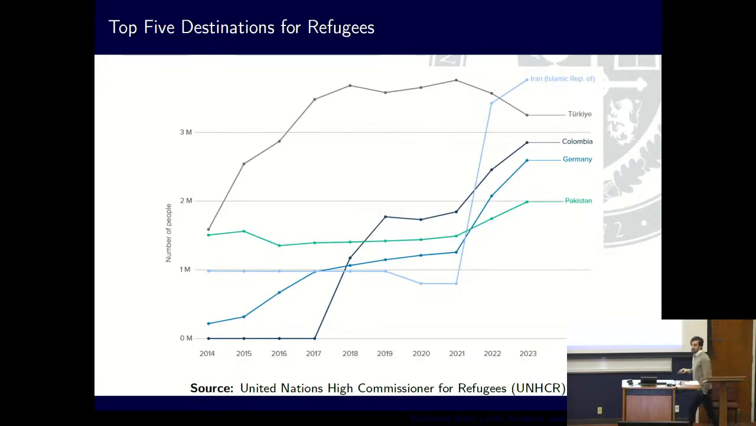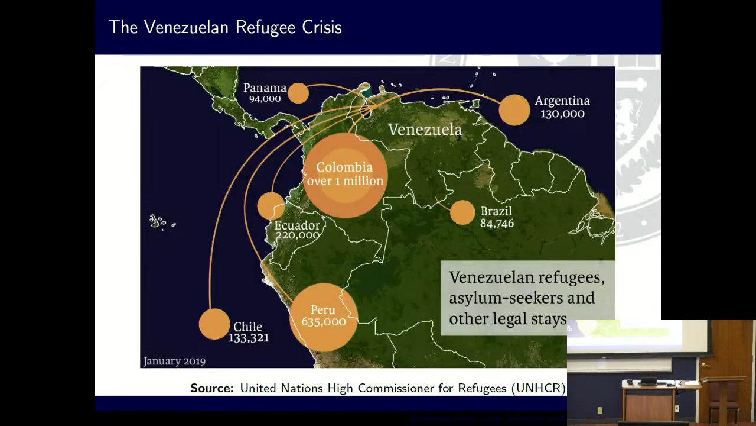This surprises people: the U.S. is nowhere near the top receiver of refugees. So what me and my co-authors wanted to do is look at places where a huge refugee crisis happened. And so this was the Venezuelan refugee crisis. Again, most of these refugees end up in Colombia. Peru receives a lot of refugees. And Ecuador as well was number 3, although I think that's changed since this data came out, 2019.